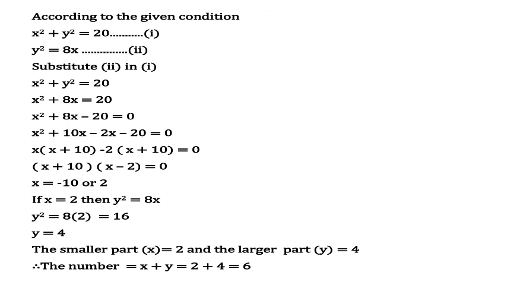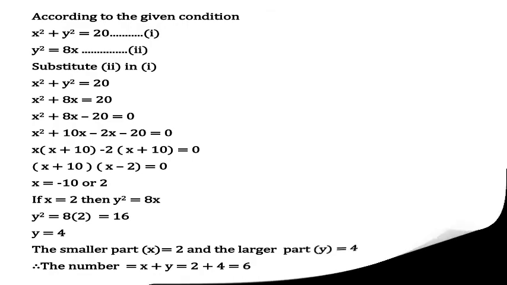larger part. In the beginning of the question, it is said that there is a number. That number is divided into two parts. Now we know which are those two parts. One part is 2, the other part is 4. So what is the number? The number is x plus y, that is 2 plus 4 is equal to 6.